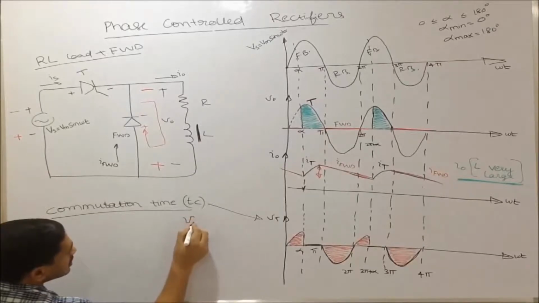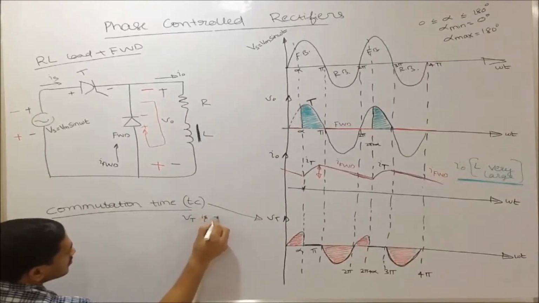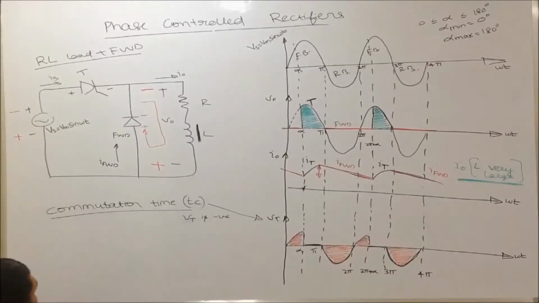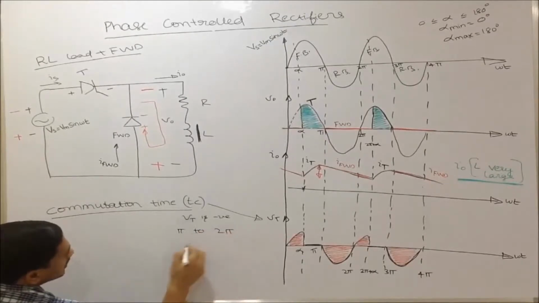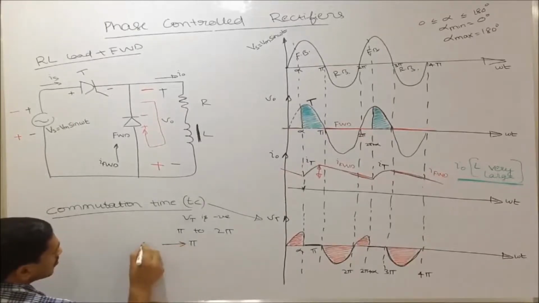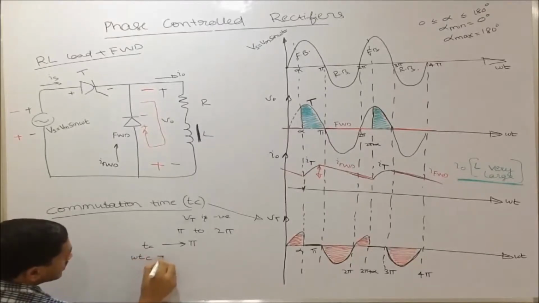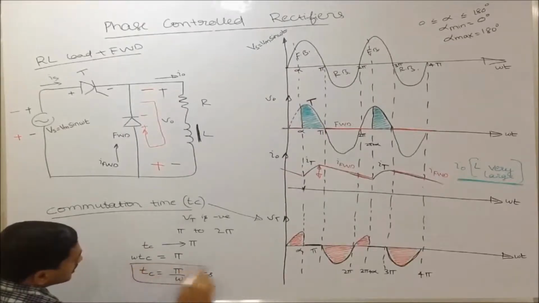Vt is negative in the commutation interval. So Vt is negative from pi to 2 pi, meaning it is negative over an interval of pi. This corresponds to my Tc. But since this is time, to get radians, I multiply with omega. If I simplify, Tc is nothing but pi by omega seconds. This is my commutation time.